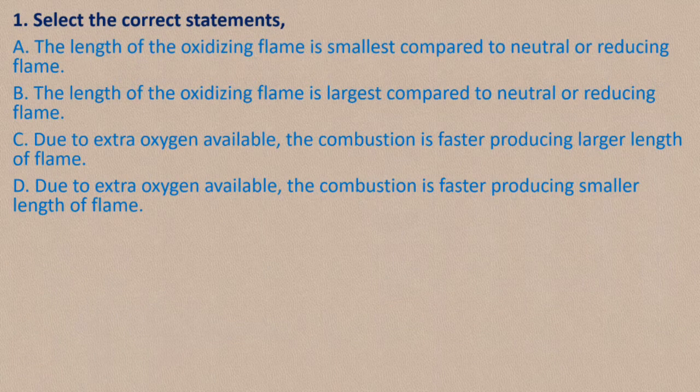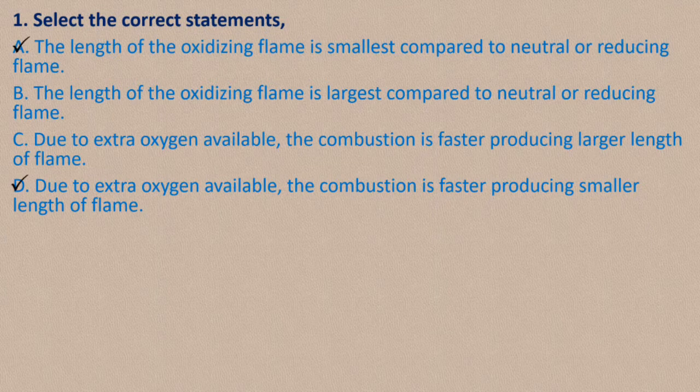Select the correct statements. A. The length of the oxidizing flame is smallest compared to neutral or reducing flame. B. The length of the oxidizing flame is largest compared to neutral or reducing flame. C. Due to extra oxygen available, the combustion is faster, producing larger length of flame. D. Due to extra oxygen available, the combustion is faster, producing smaller length of flame. Option A and option D are correct.